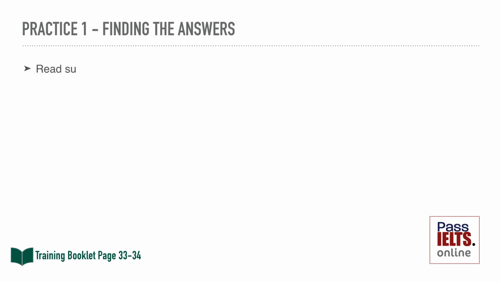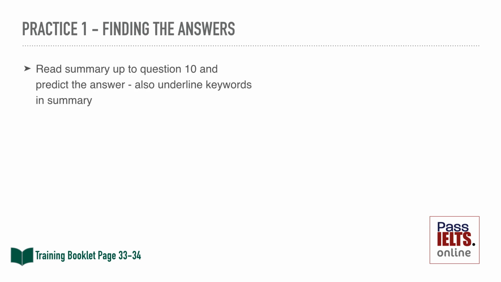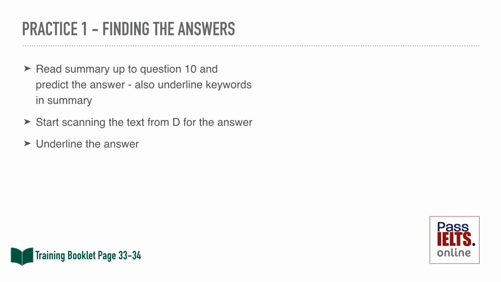Now you can read the summary itself up to question 10 and predict the answer for that question, and also underline the keywords that you can find. Then you can start scanning the text from paragraph D for the answer, and when you have found it, you can underline it.